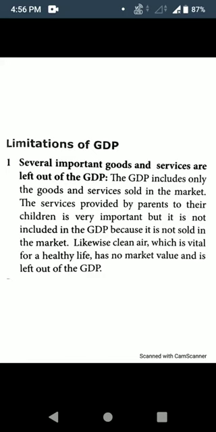Next, from this picture, what can you see? Your parents are taking care of you, isn't it? The service provided by parents to their children is very important, but it is not included in GDP. From the next picture, what did you understand? That we are getting clean air, isn't it? This air is also not included in GDP.